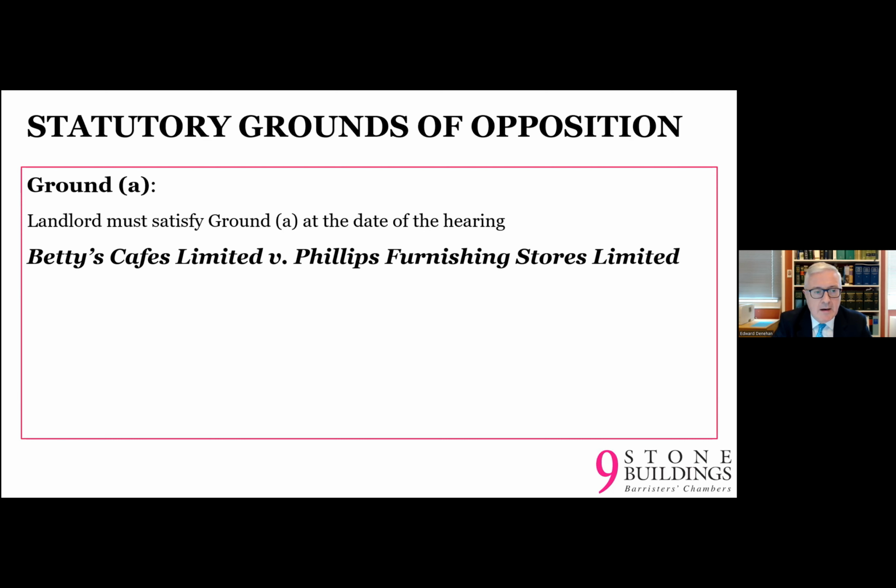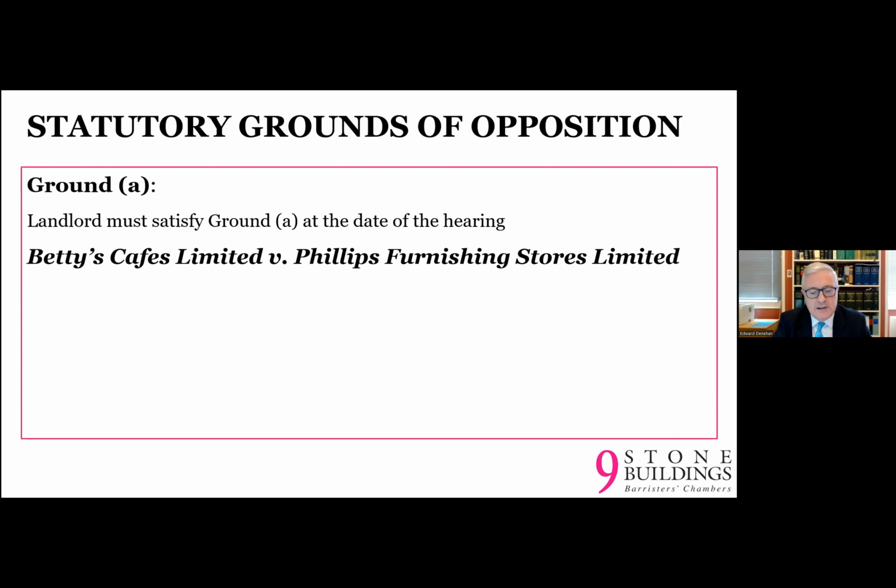As it says on the screen now, the landlord must satisfy ground A at the date of the hearing, and I refer throughout the notes to this well-known case back in the 60s in the House of Lords, Betty's Cafe Limited and Phillips Furnishing Stores Limited, which establishes that the grounds of opposition have got to be established at the date of the hearing, being the hearing of whether the ground of opposition is made out. And if that is heard as a preliminary point, which will inevitably be the case, as we discussed in the previous webinar, then that's the relevant date.